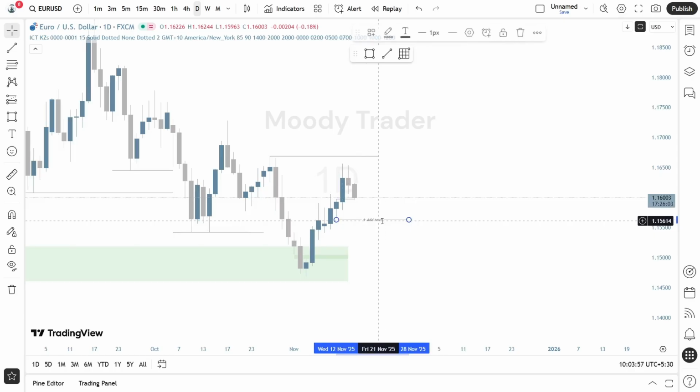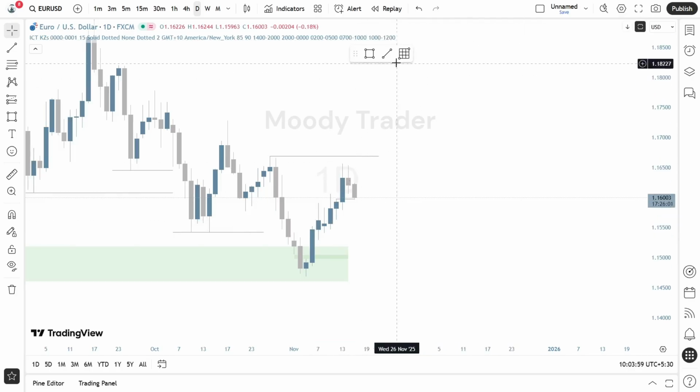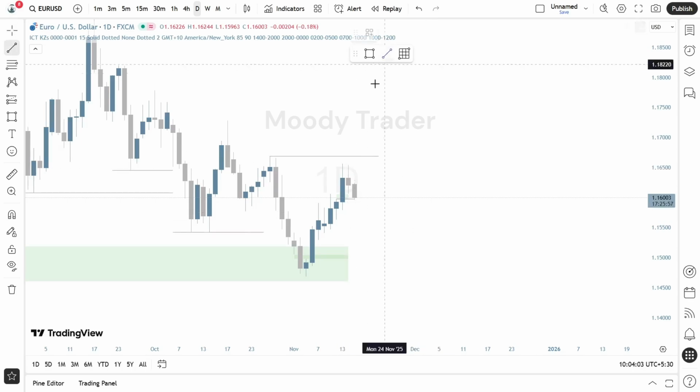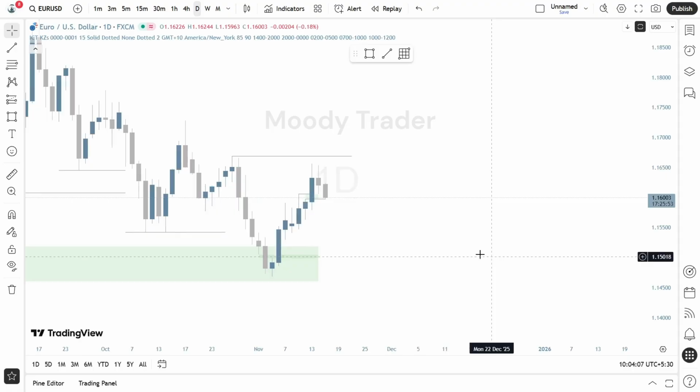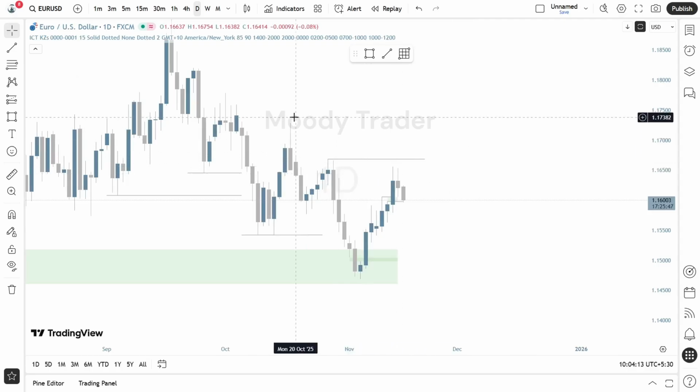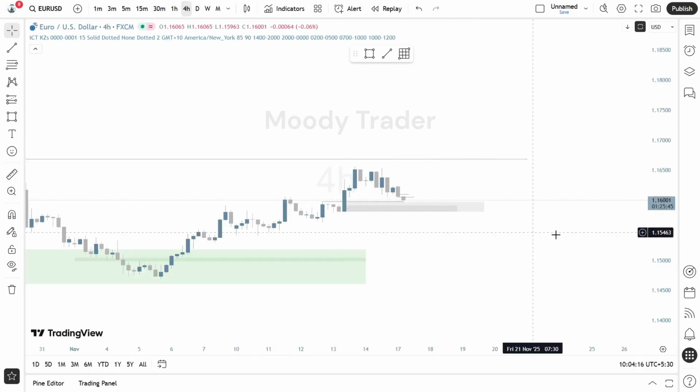Either way, we are having this FVG here, and the price has closed above this previous rejection zone. So I'm anticipating that we are still bullish into the market, and we can go to break this high. Let's move to the 4 hours to see what do we have.